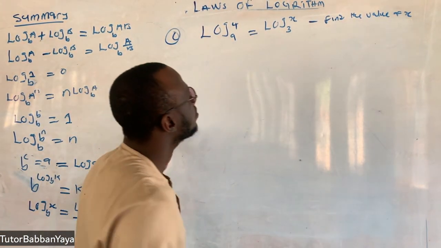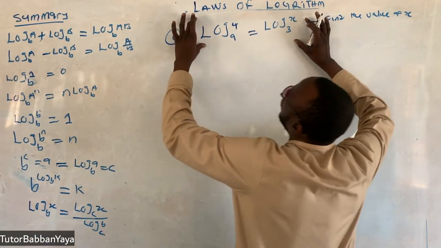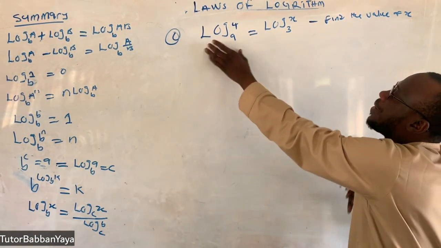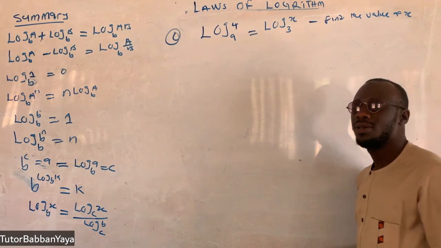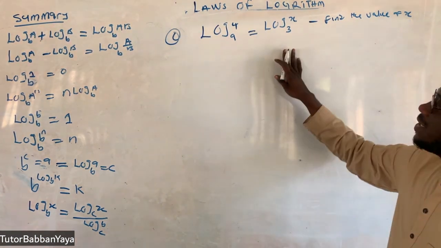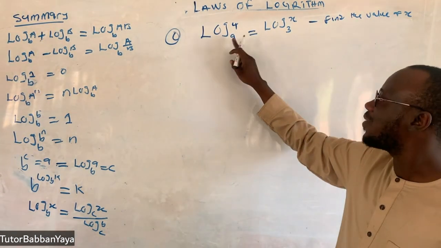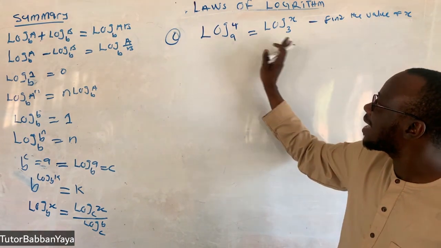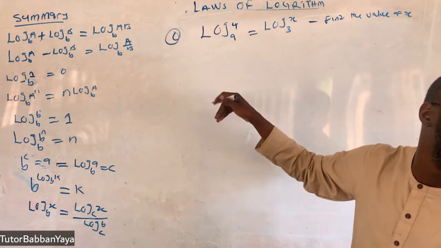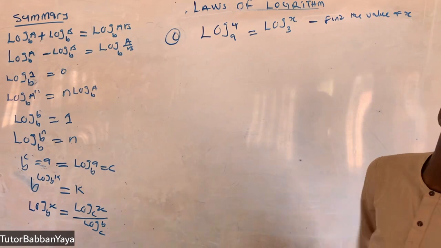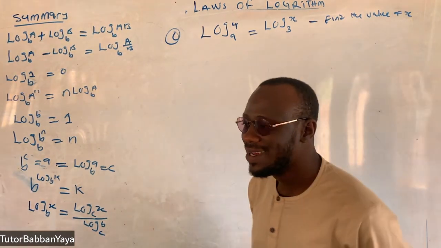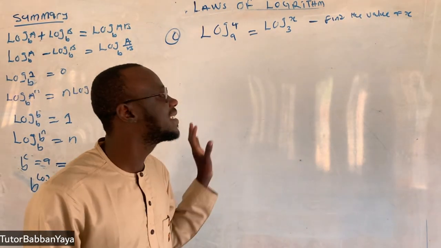So now, we are going to find the value of x from this equation. What is interesting in this question is that both sides have different bases. Here is base 9, here is base 3. So, meaning, we cannot solve this question directly.